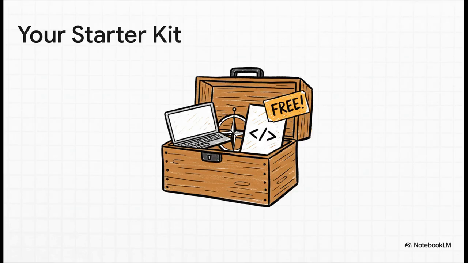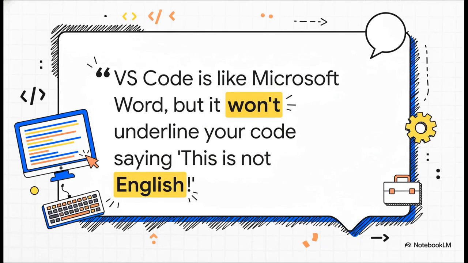The only new piece of the puzzle is something called a text editor. And the one we're going to use, which is the best one out there, is called VS Code. And it is 100% free. So what on earth is a text editor? Well, just think of it like Microsoft Word, but specifically for writing code. The big difference is, instead of underlining everything with angry red squiggles because it's not proper English, it actually helps you. It color codes your work and gives you helpful suggestions. It is going to be your best friend.